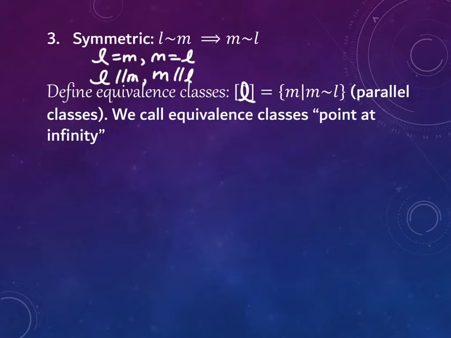The equivalence class of L is all lines M, basically, that are parallel to L. And we're going to call this equivalence class a point at infinity. We're still in the process of creating something. So we've created, in essence, a new point, and the new point is called a point at infinity. What it is, is every line parallel or equal, but the parallel is the important part, parallel to line L.